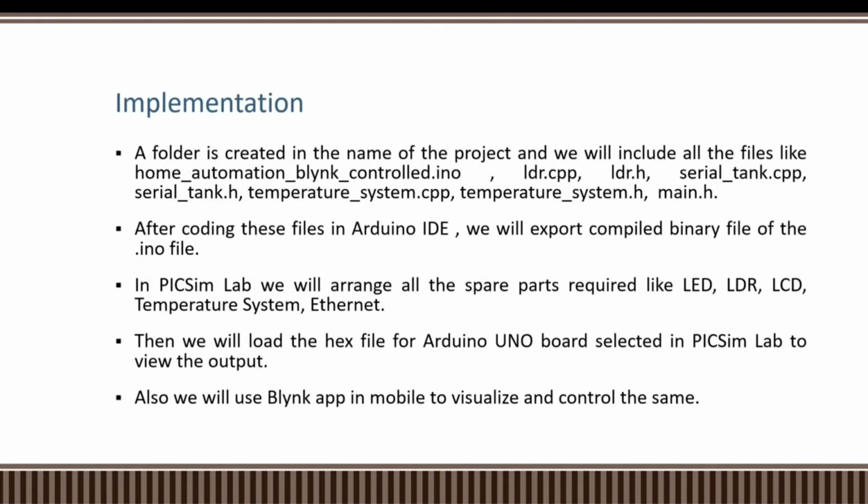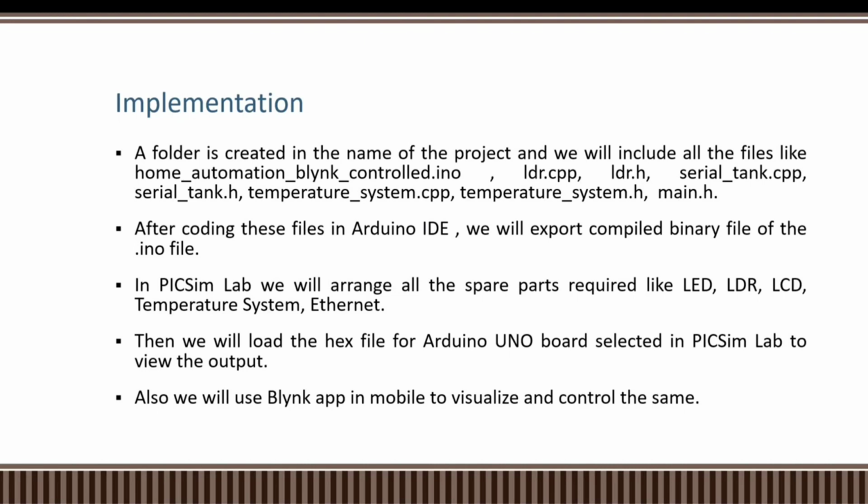So now we will see the implementation of the project. As I already mentioned, the software required to code would be the Arduino IDE. A folder is created in the name of the project, and we will include all the files like home automation blink control.ino, that is the name of the project, ldr.cpp, ldr.h, serialtank.cpp, serialtank.h, temperature system.cpp, temperature system.h, and a main file main.h. Loading these files in Arduino IDE, we will export the compiled binary file of the .ino file.